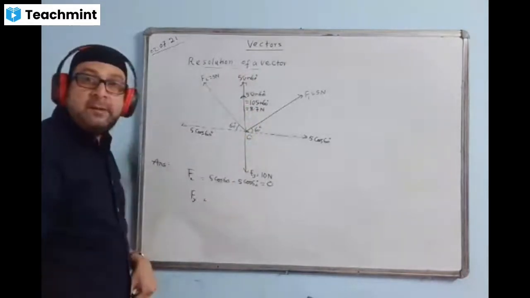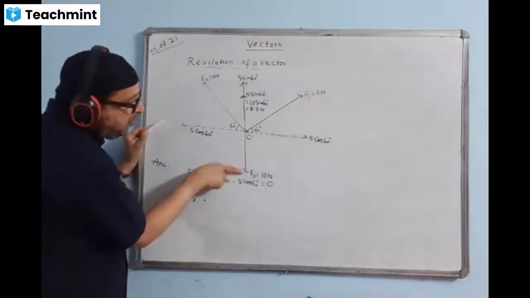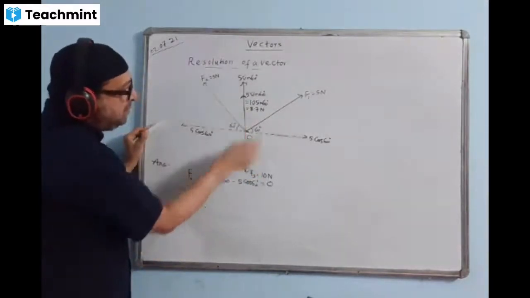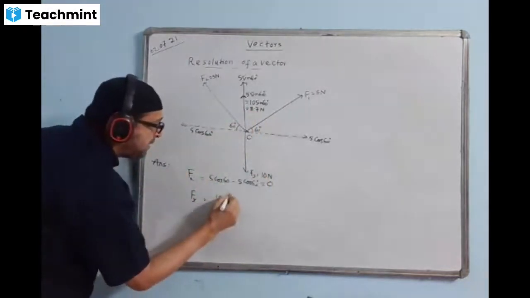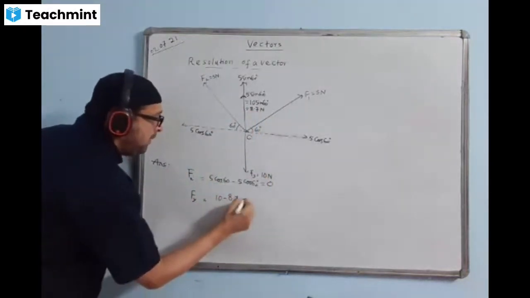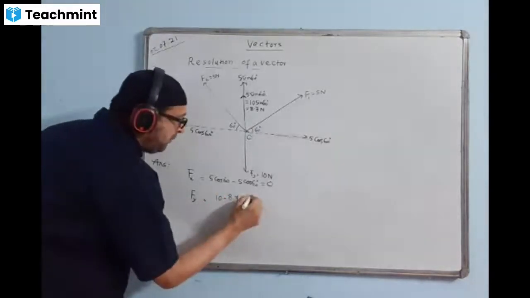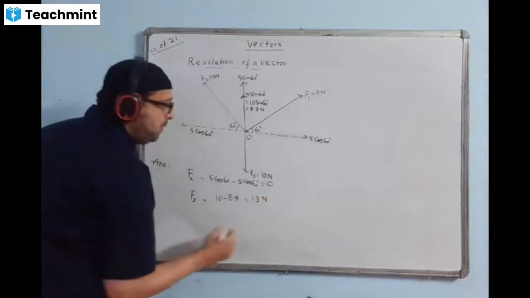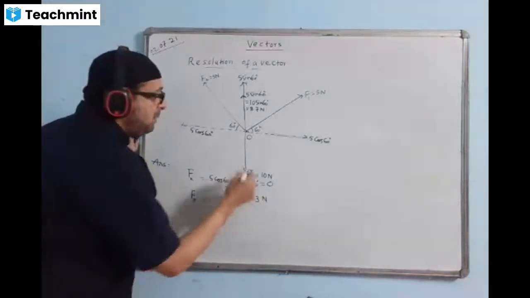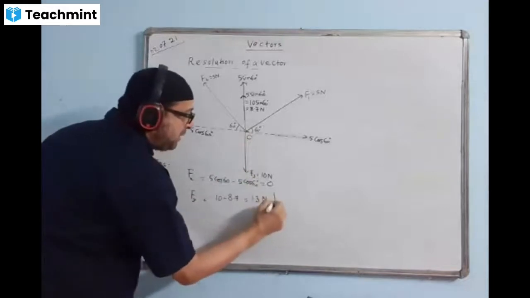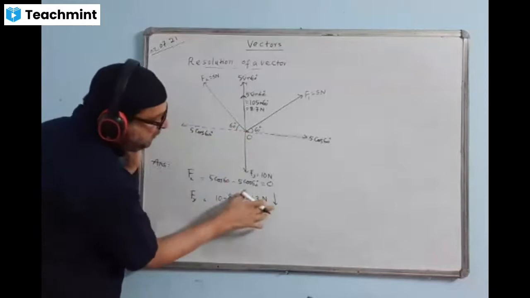Which one is bigger? They are in the opposite direction again, so we do bigger minus smaller. 10 Newton is acting downward here, which is bigger than this. So we subtract 10 minus 8.7. Check the answer, how much is it coming? I'm sure the answer will come 1.3 Newton. In which direction? It is coming in the downward direction, because this is the bigger one. The bigger one is in the downward direction. Vertically downward, we show this.